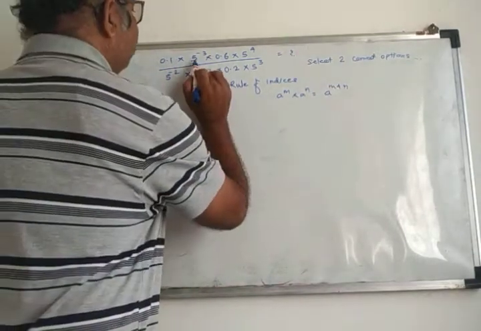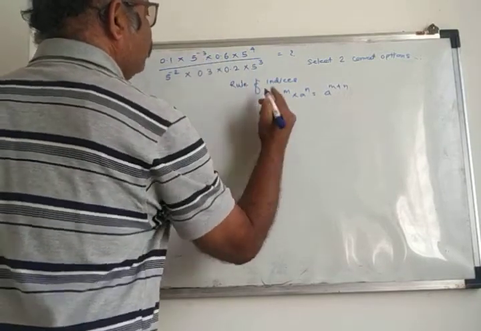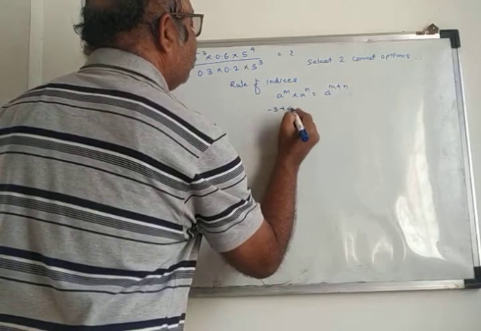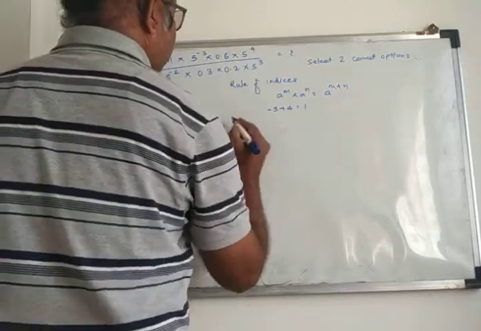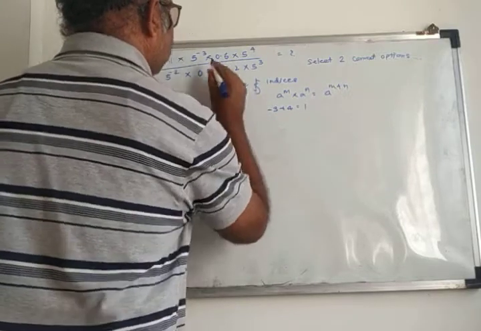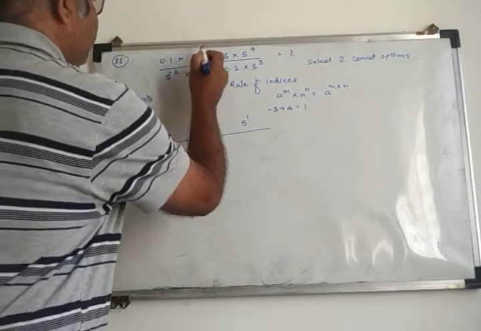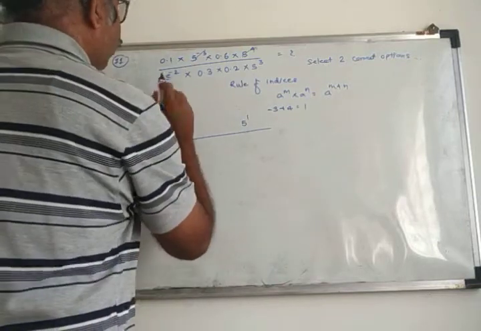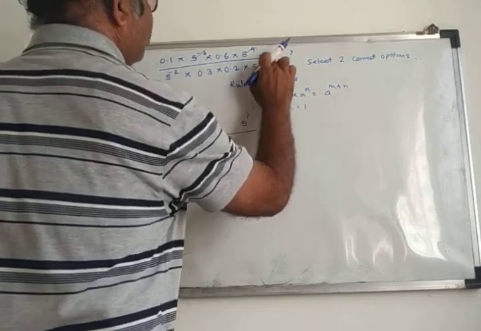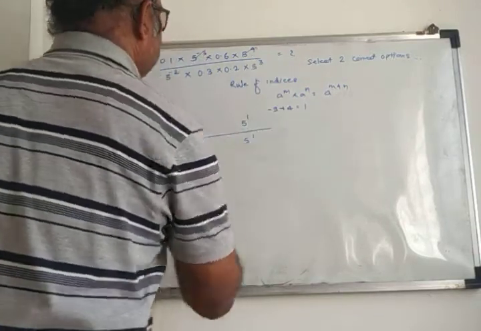You see that 5 raised to minus 3 into 5 raised to 4: minus 3 plus 4 becomes 1. So in the numerator it becomes 5 raised to 1. Now you come down over here: again 5 raised to minus 2 into 5 raised to 3 also becomes minus 2 plus 3, which is 5 raised to 1.